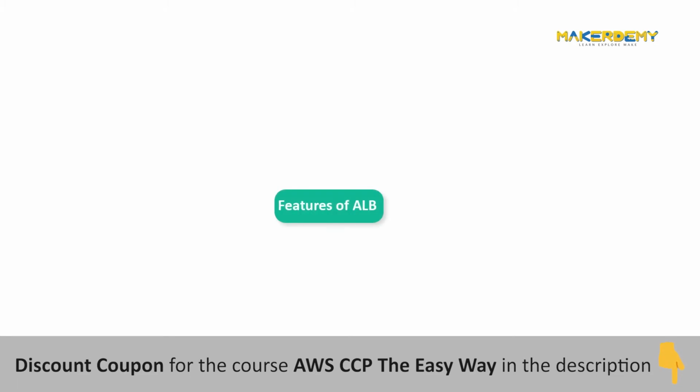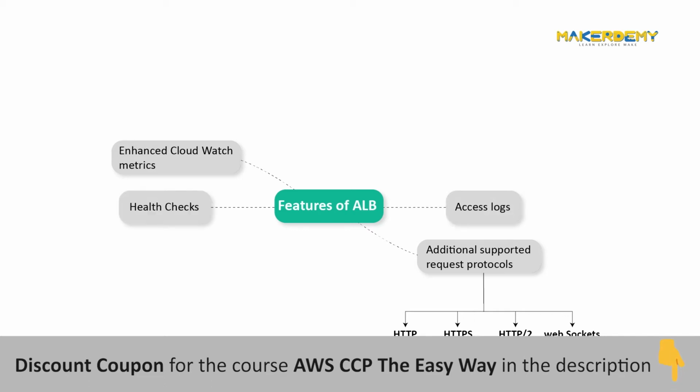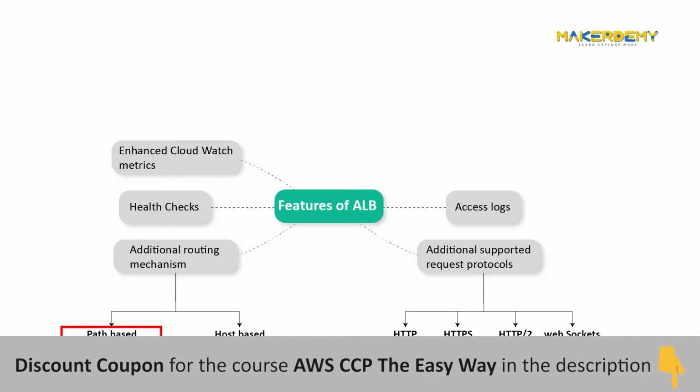Features of ALB: Additional supported request protocols: HTTP, HTTPS, HTTP/2, and WebSockets. Enhanced CloudWatch metrics, access logs, health checks, and additional routing mechanisms using path and host-based routing. Path-based provides rules that forward requests to different target groups, and host-based defines rules that forward requests to different target groups based on host name.